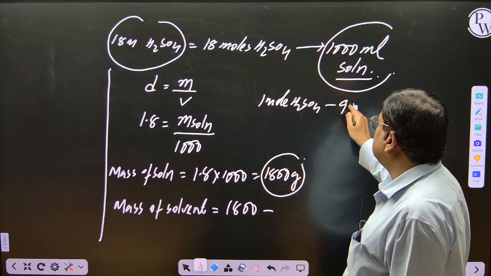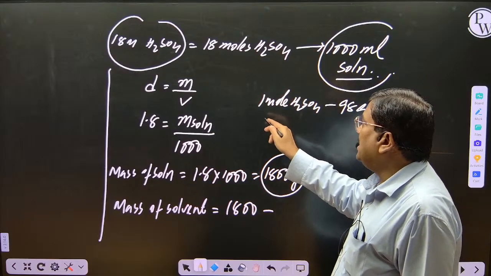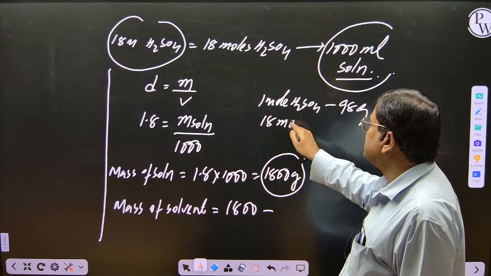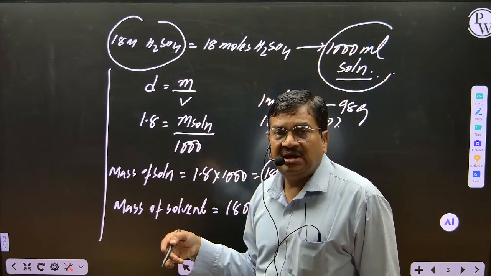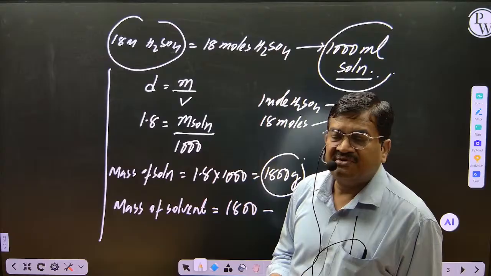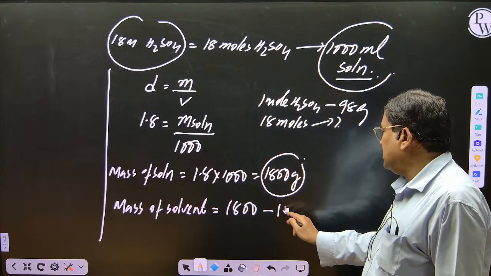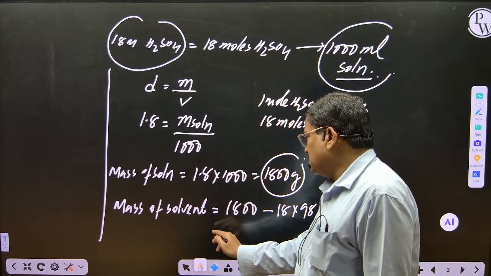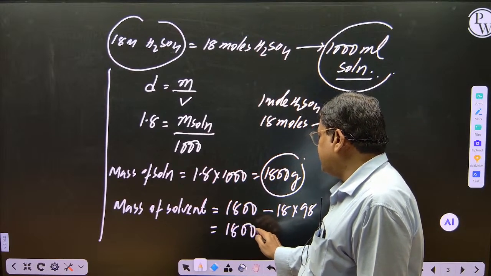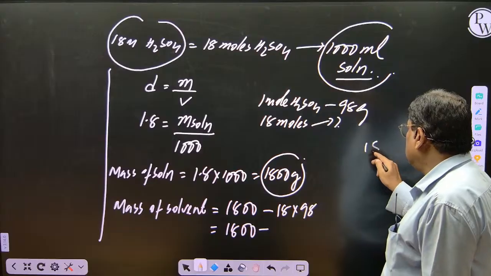98 grams. So for 18 moles, what will be the mass? To convert moles into mass, what do you do? Mole concept: you multiply moles with molar mass. That means 18 times 98. The same thing we got just now on multiplication, 18 times 98, we wrote just now.